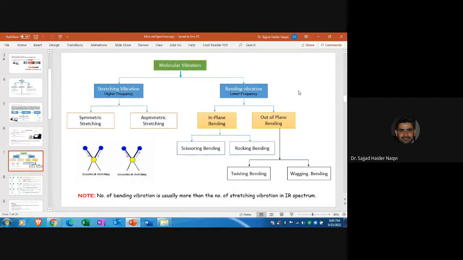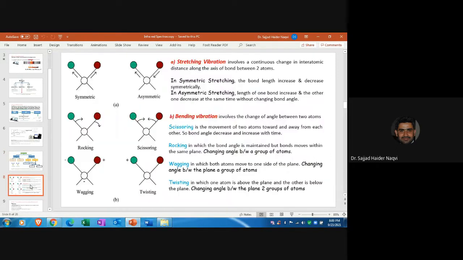But let me just quickly go through it. In plane bending is further of two types: scissoring bending and rocking bending. While out of plane bending is of two types: twisting and wagging bending. So it is to note that the number of bending vibrations is usually more than the number of stretching vibrations, as you can see from this flow chart. Here comes the diagram which gives you a better understanding of what I was talking about: stretching vibration and its two types, and then bending vibration and its four types.